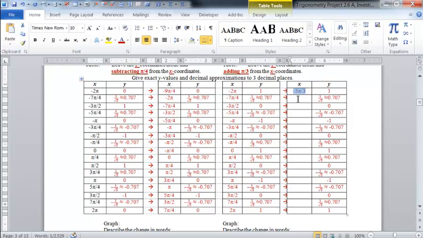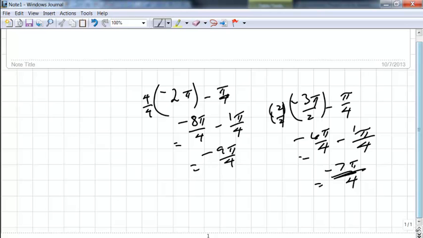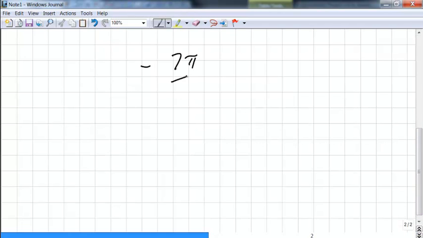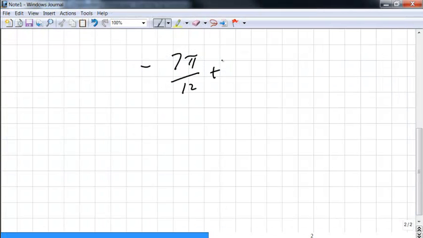Okay, I'm just going to copy that, paste it, so I'll have the over 3 part. Okay, well, I'm actually going to need 12s on some of these. Okay, so negative 7 pi over 4. Of course, you can use a calculator for this. Are we subtracting or adding? We're adding pi over 3. Plus pi over 3. Okay, get a common denominator. I multiply the first one by 3 over 3.